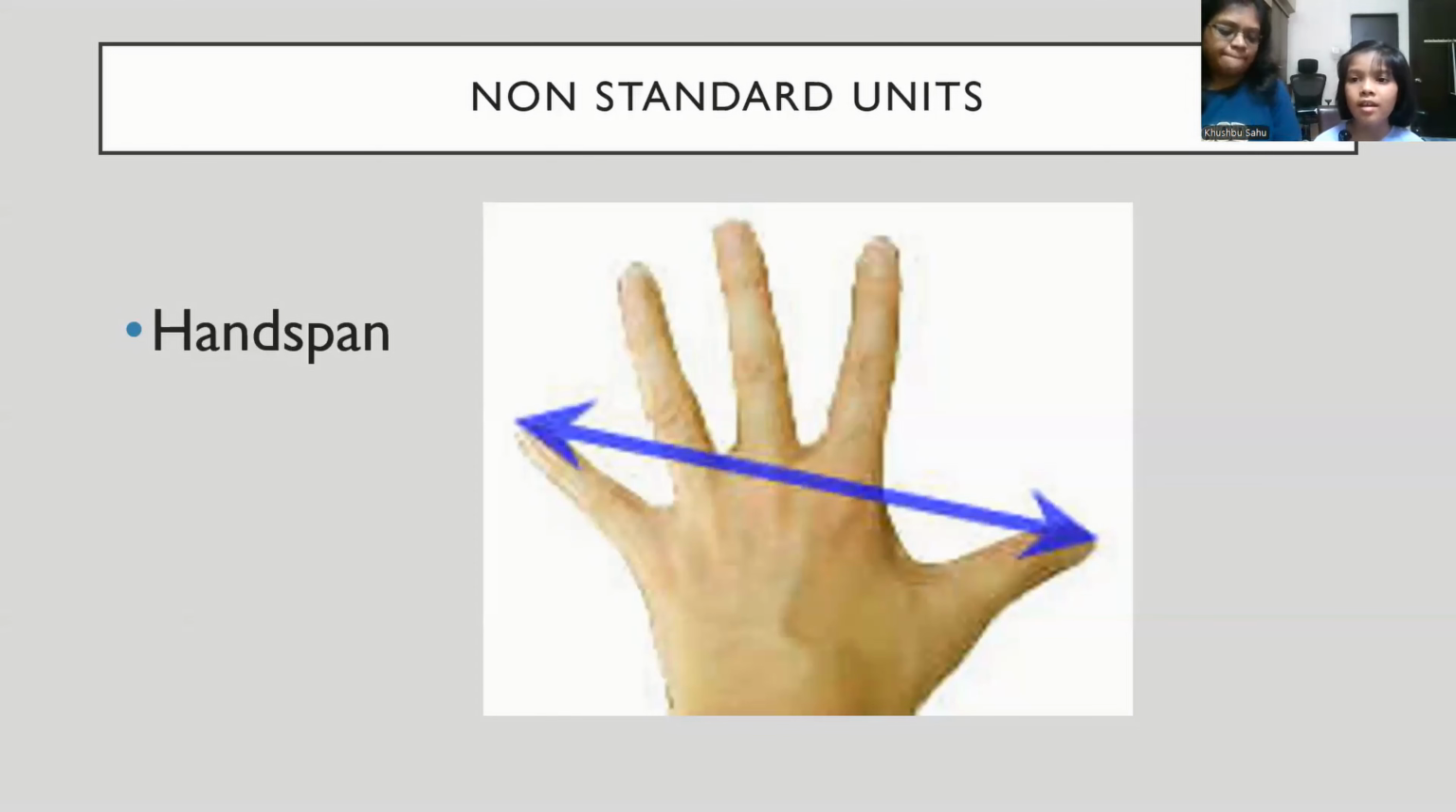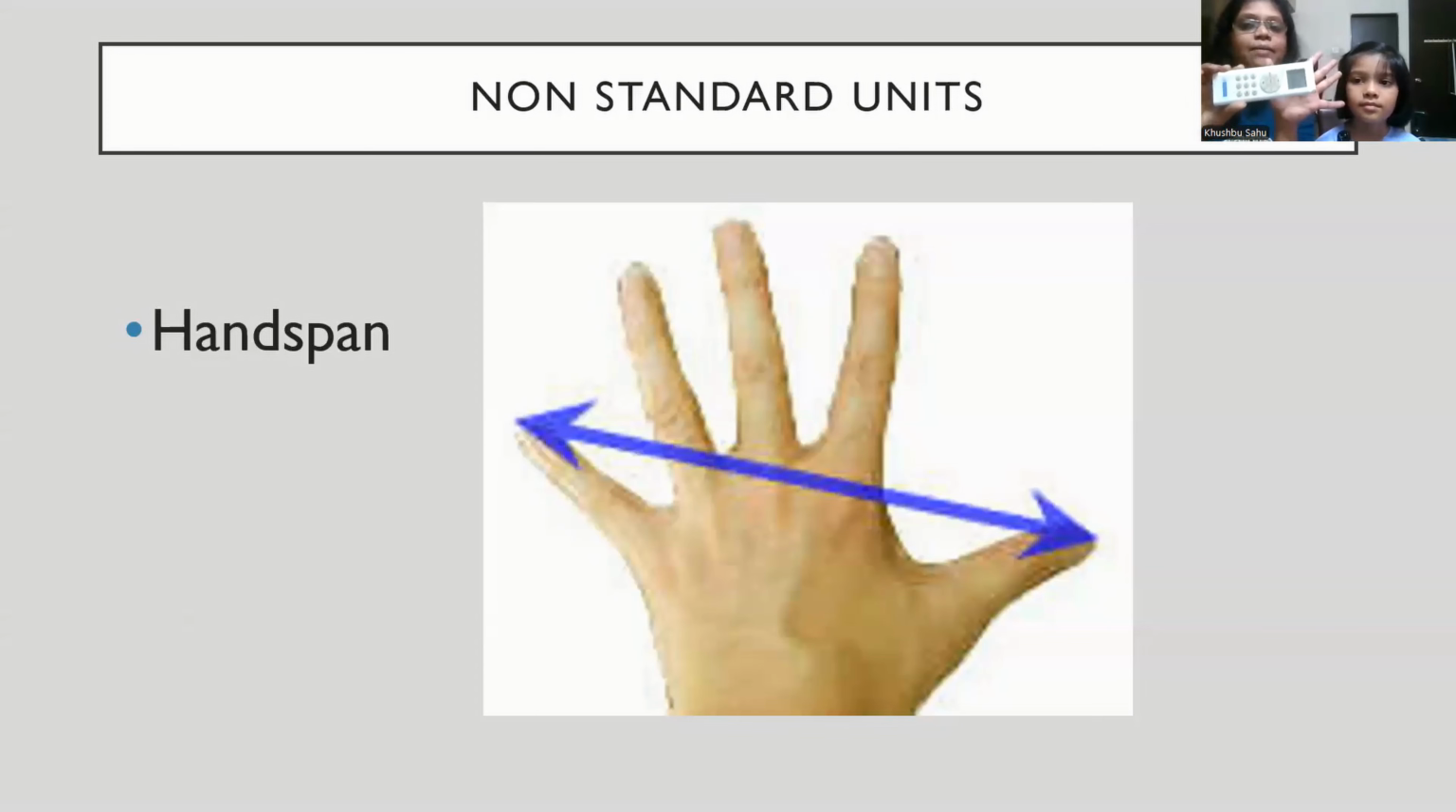What is hand span? Hand span is the distance between the tip of your thumb and the tip of the pinky finger. So this is hand span. My hand span is bigger, right? Advika, show your hand span. See, Advika's hand span is smaller than mine. That makes it non-standard, because it is not fixed for everyone.